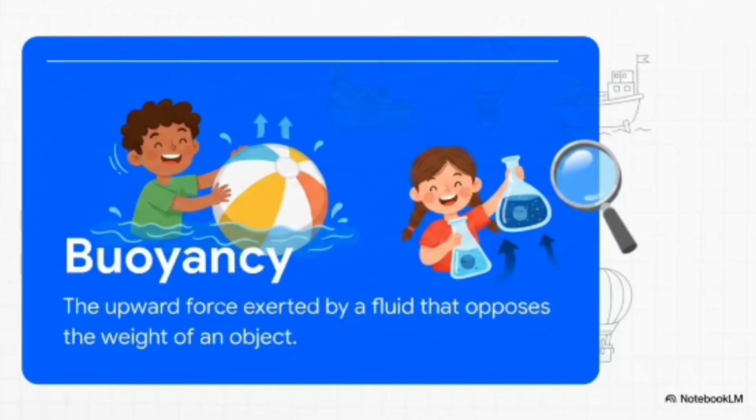Building right on top of density, we have its partner in crime, buoyancy. Buoyancy is the actual upward force exerted by a fluid that opposes the weight of an immersed object. If density is the rule, buoyancy is the muscle enforcing it. Think about it. Have you ever tried to take a fully inflated beach ball and push it down underwater in a pool? You literally feel the water fighting you, right? Pushing the ball back up to the surface. That upward push is buoyant force.